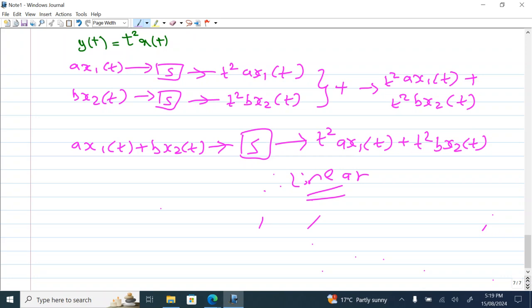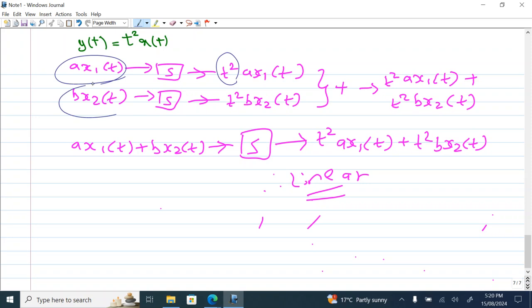So instead of looking at that t squared xt and try to find the answer, just at the beginning, see what your system does. So the system, whatever you send to it, is turned into t squared times that input. So if you form the input, you will not get confused. Whatever you send to the system, just multiply it by t squared. That's all. So at the beginning, we send ax1, a t square is multiplied by it.